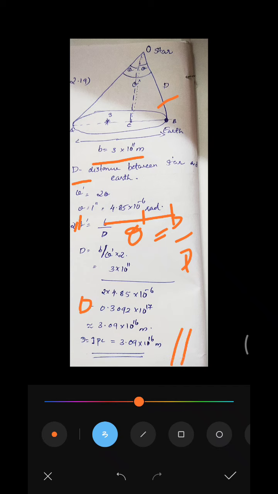Okay, I think you understood this one. You just read that portion, the parallax method, then you will understand thoroughly. Okay, now we can go to the next question.